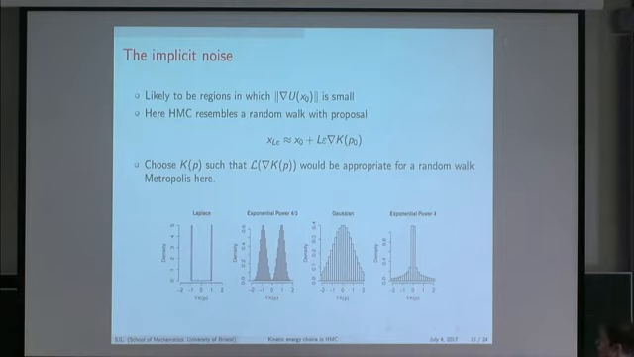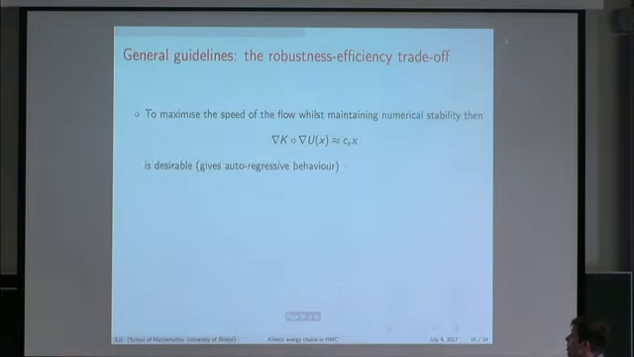So in the absence of further information, we kind of recommend doing something that does look a little bit more like a Gaussian in the center of the space, so when p is small. As I said, we don't have any strong theory for that, it just seems like a sensible thing to do. Okay, so general guidelines, and there is a kind of thing that we're calling a robustness efficiency trade-off in the paper.